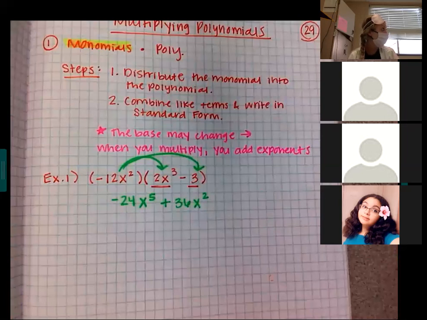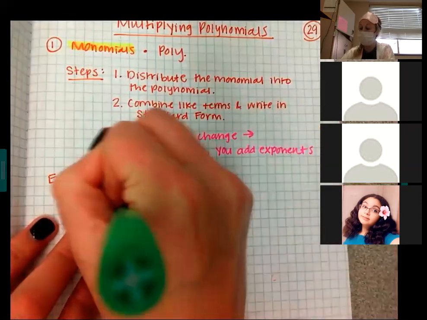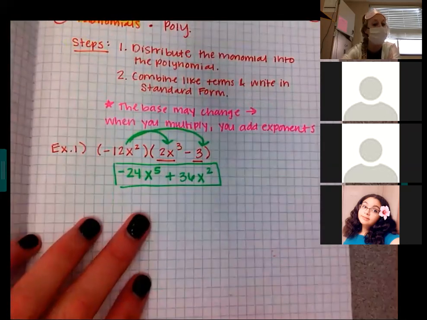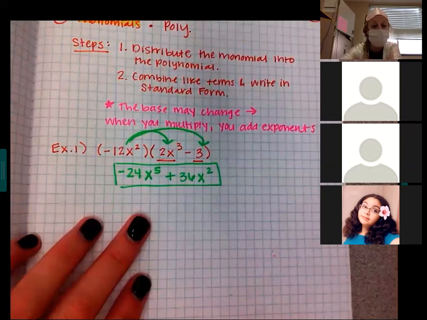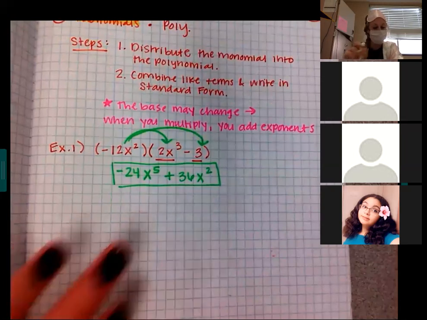Are we okay? Yeah, this is the answer. So then if I asked you to classify it, let's keep practicing. What kind of polynomial is my answer? Binomial. There's 2 terms. And what's the degree? 5. Good, 5. Any questions? All right, let's do another one.